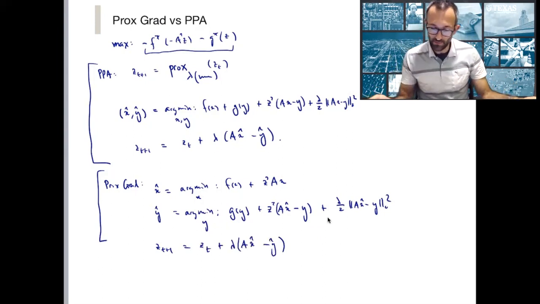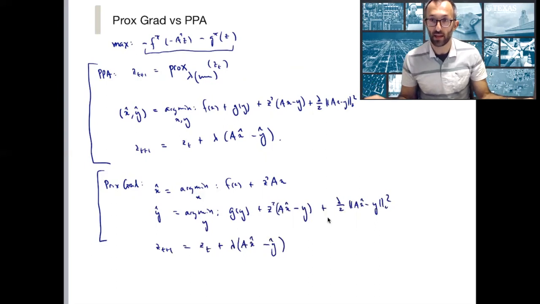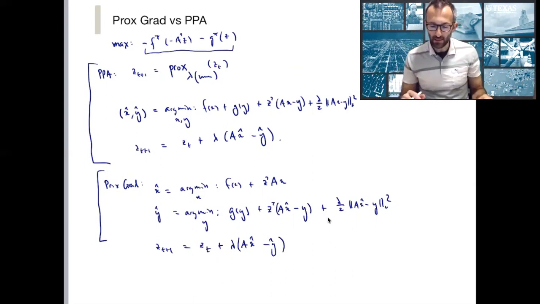The key difference, of course, is that the proximal point algorithm does not decompose. Whereas with proximal gradient, I get to evaluate x hat separately, and I get to enjoy any decomposition properties that f has. And also I just don't have to worry about g. And then y hat, I solve only over y. So x hat is now given to me, it's fixed, and I solve the augmented Lagrangian problem over this.